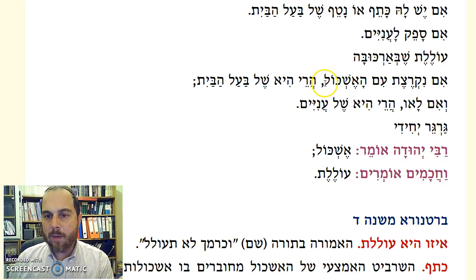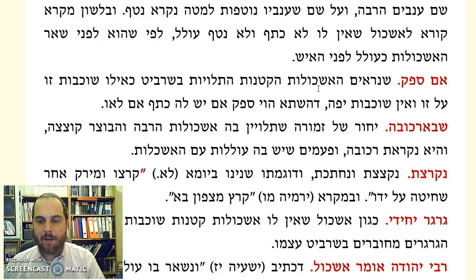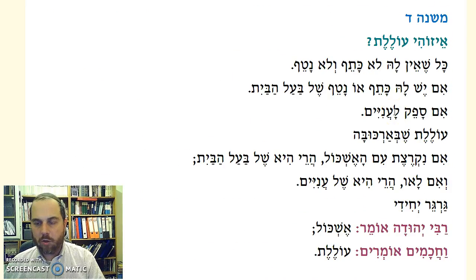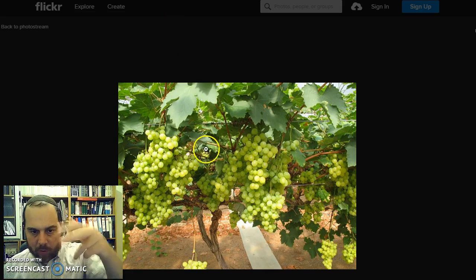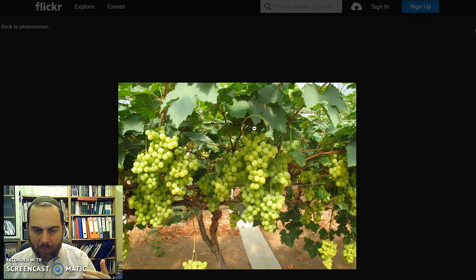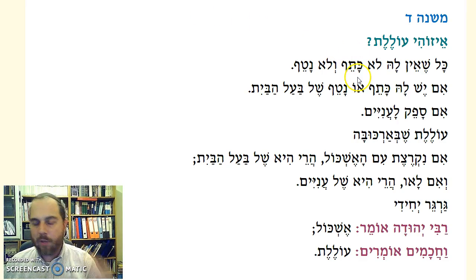Im nikretzet im haishkol, areyusha walabai. Im lav, areyushanim. So the answer is clearly nikretzet means to be cut. If it's cut with the eshkol, so you're harvesting the grapes, if when you cut the grapes, the olelet comes with it, then it belongs to the bal habayit, because essentially it is just an extension of the grape cluster. But on the other hand, if when you cut the grapes it's left, then it belongs to the ani.